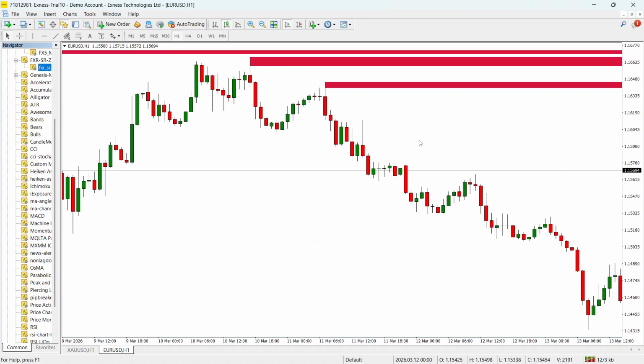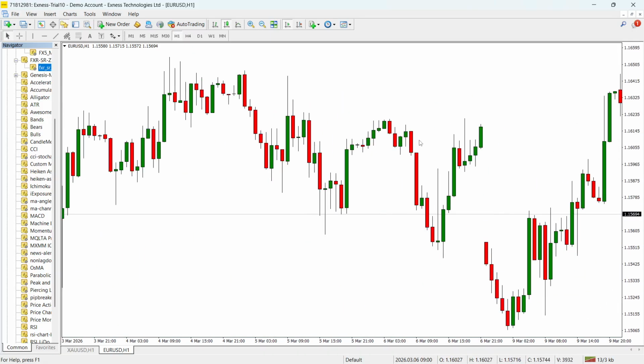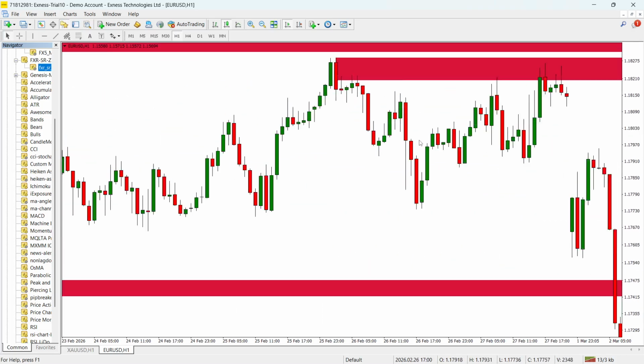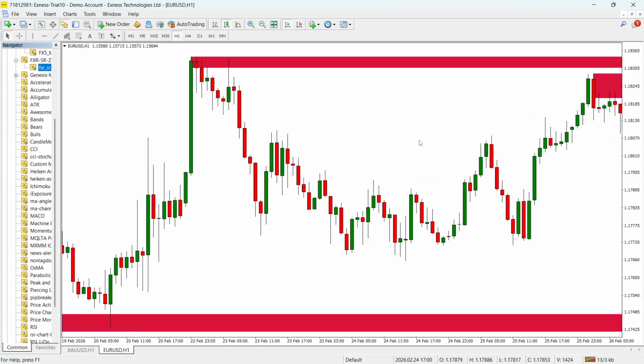So who is it for? FXR SR Zones is ideal for traders who base decisions on support and resistance, but want those areas defined objectively and clearly on their charts.